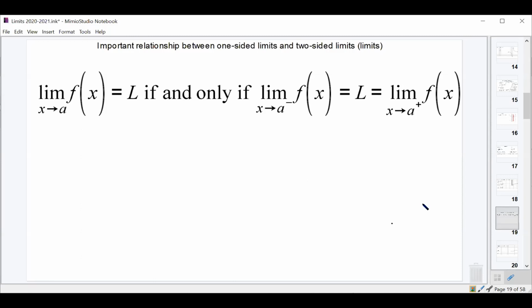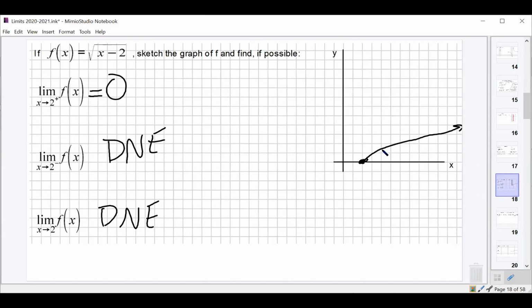So if x was approaching 6, would it be possible from both sides? For the root x minus 2 graph, for this one? Yeah, definitely. So if I asked what's the limit as x approaches 6 from the right or 6 from the left, it's just going to be 2 for both of those, which makes the two-sided limit also 2.